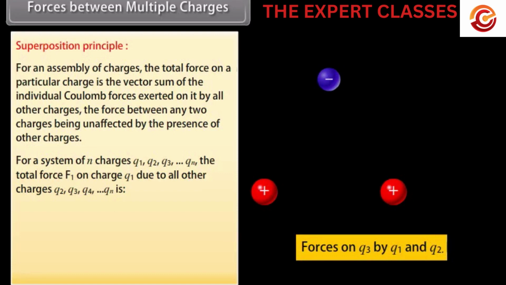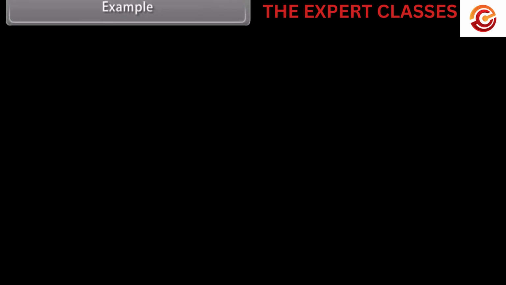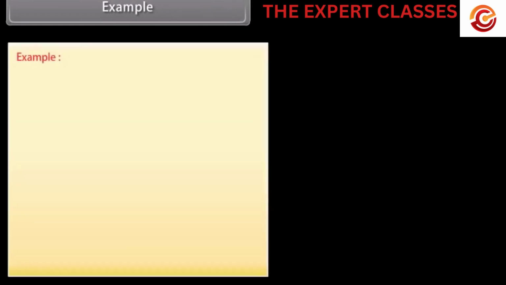the total force F1 on charge Q1 due to all other charges Q2, Q3, Q4 and so on till Qn is F1 equal to F12 plus F13 plus F14 and so on till F1n. This equation can be written as... Example. Let's take an example on Coulomb's law. Find the force on the center charge in the given figure.